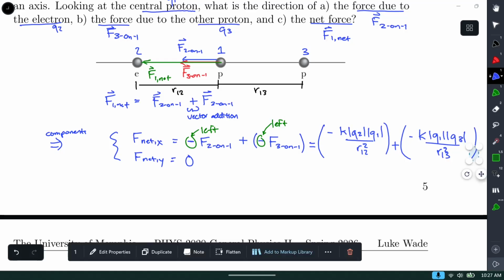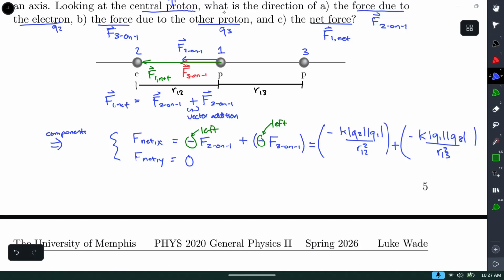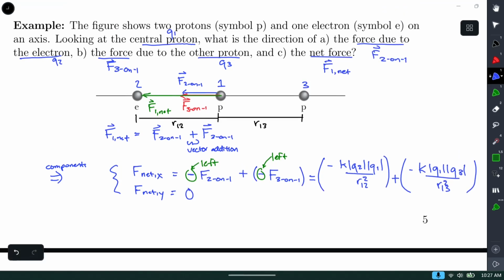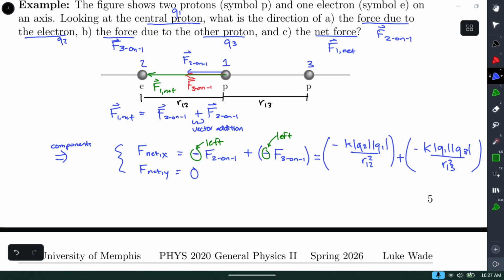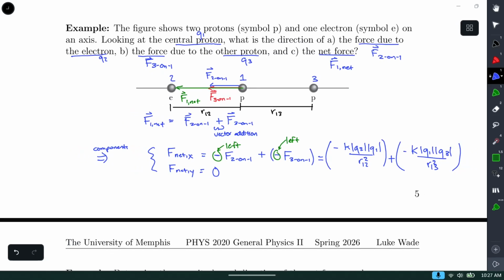And the only numbers we don't have to actually put into this are R12 and R13. We have the charge values because it's an electron and a proton. We know those charges. So aside from those distances, we could get an actual number out of this if we wanted to. But I'll stop it right there. So any questions on that one?